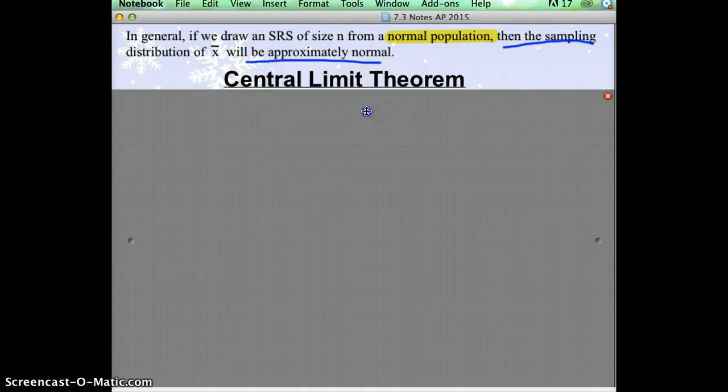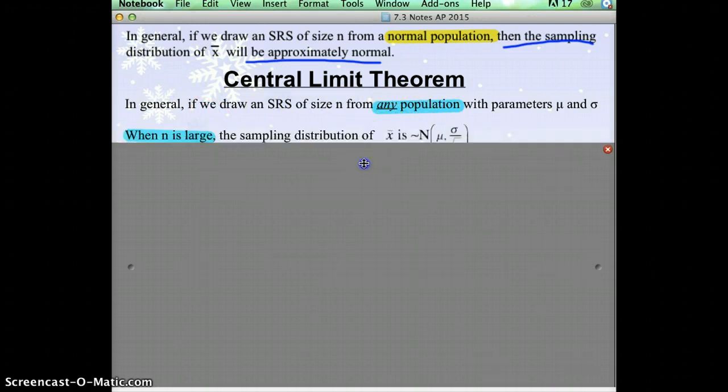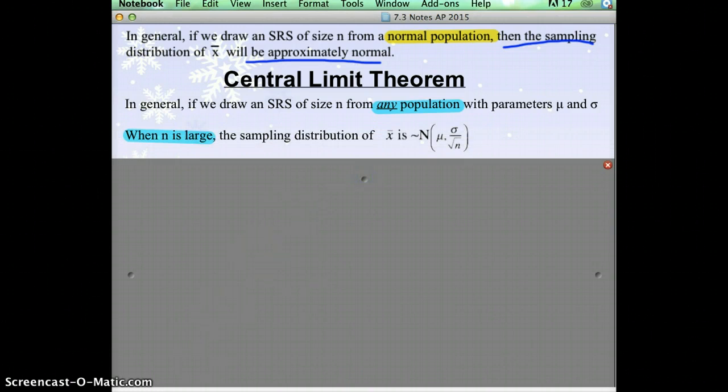Well, what if our population is maybe not normal? What if we're drawing from any population? Okay, we don't know if it's normal. Well, when our sample size is large, then we can say that it's approximately normal.